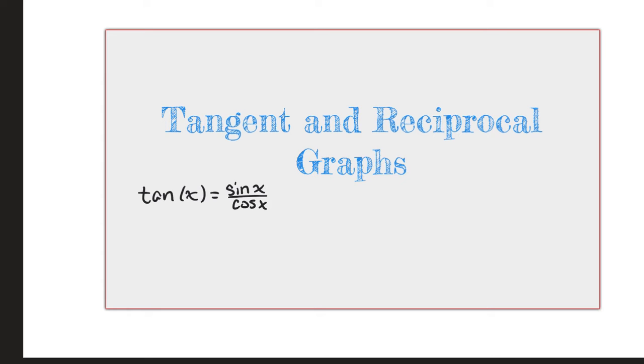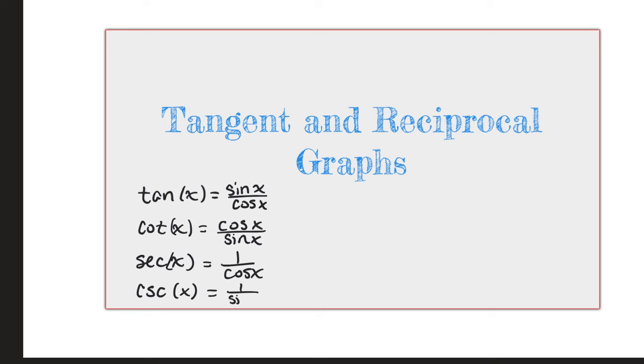Same is true for some of our other reciprocal trigs. I can find my cotangent of x by doing my cosine of x over sine of x, my secant of x by doing 1 over cosine of x, and we can find the cosecant of x by doing 1 over sine of x. The reason why these are important is we've already talked about sine and cosine graphs, but what we're going to be talking about in this video is how do we look at these trig reciprocals and tangent, and all they are are what are called rational functions, meaning they're fractions, trig graphs.